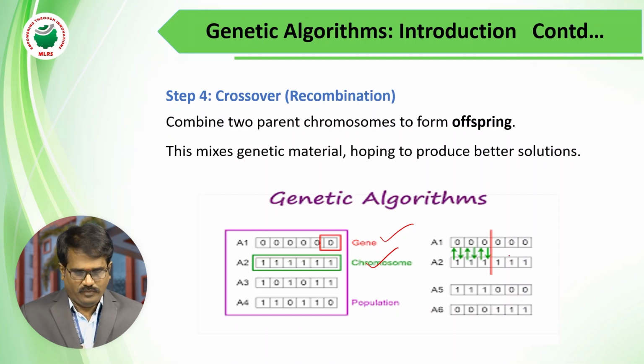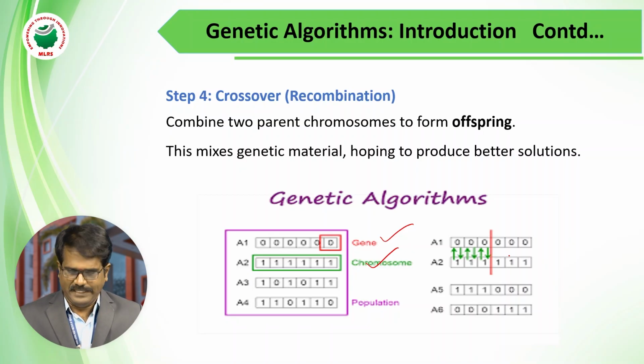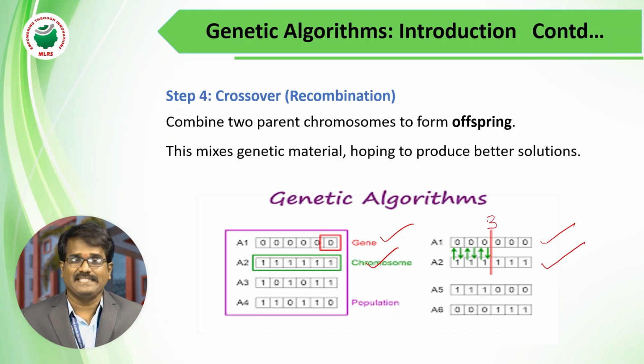So what is the step here? Crossover, recombination. Combine two parent chromosomes to form the offspring. Whatever chromosomes we selected in the selection process, we need to combine them to generate the new offspring. Here, observe, A1 is one parent node, A2 is one parent node. How can we crossover here? Here I selected the crossover point as 3.